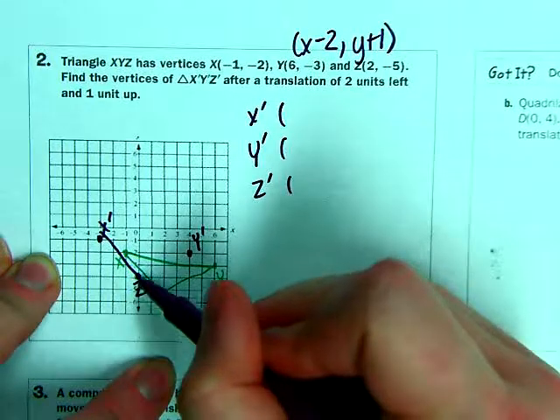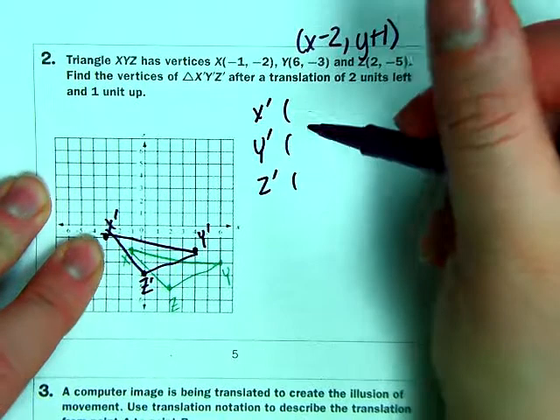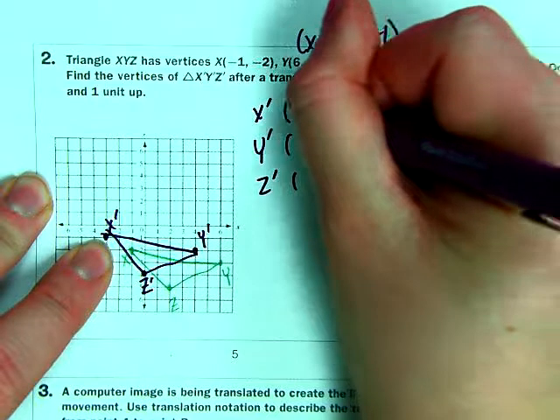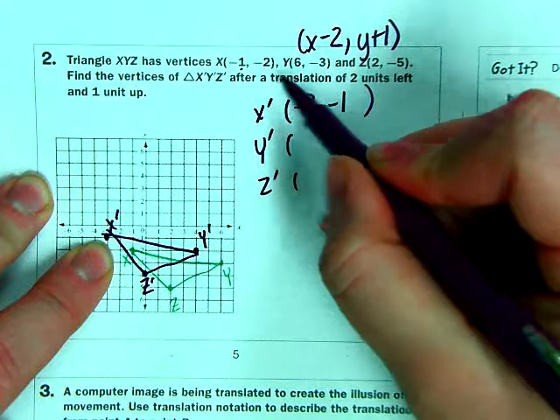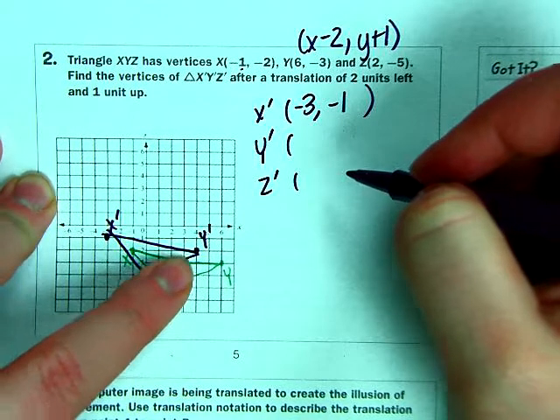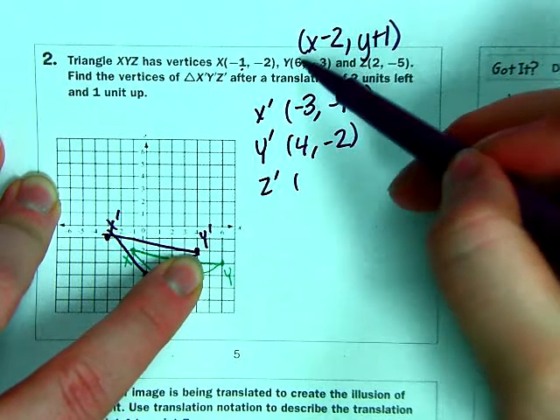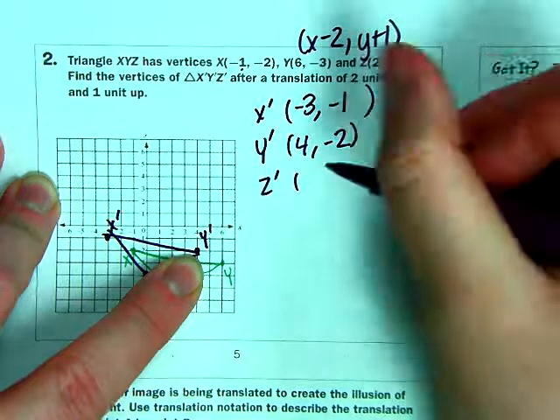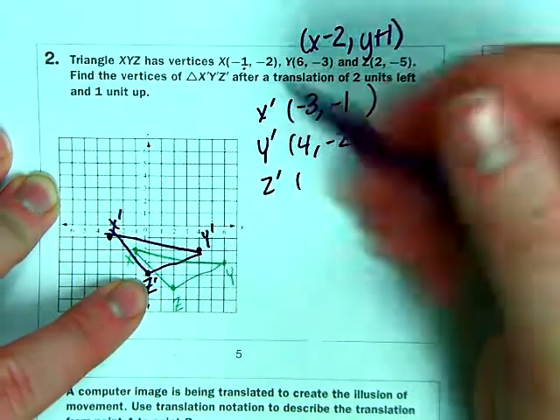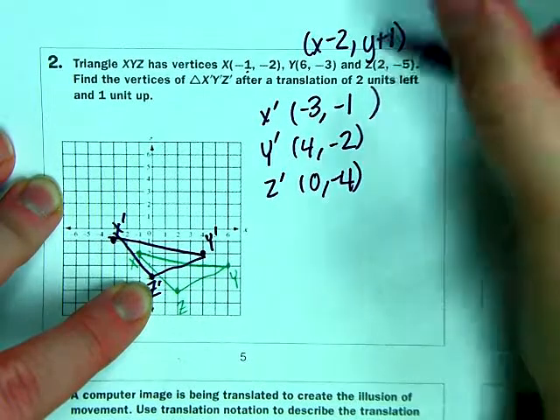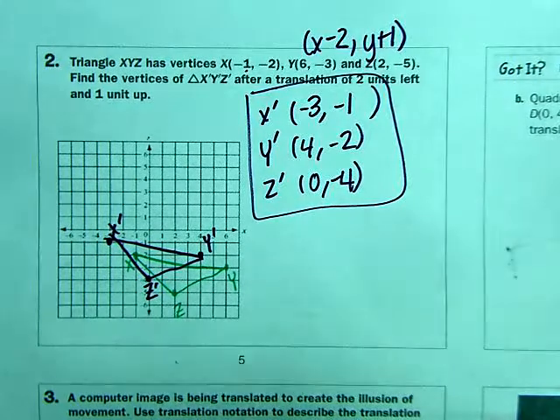So it doesn't slide much or translate much, but it does have some. So my new x coordinates are -3, -1, which makes sense. -1 minus 2 is -3. -2 plus 1 is -1. Y is 4, -2, which makes sense. 6 minus 2 is 4. -3 plus 1 is -2. And z is 0, -4. And we could have figured that out with just using our translation notation to figure out all our new ordered pairs.